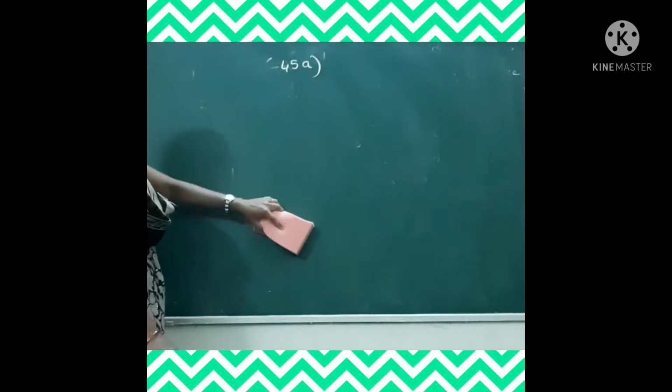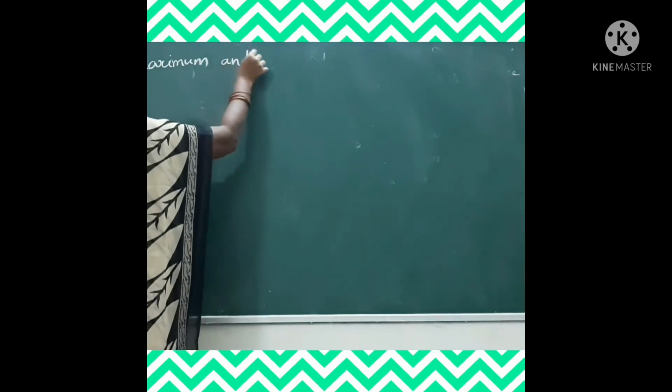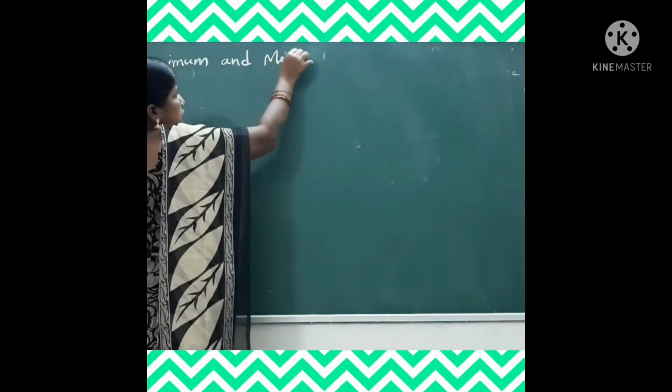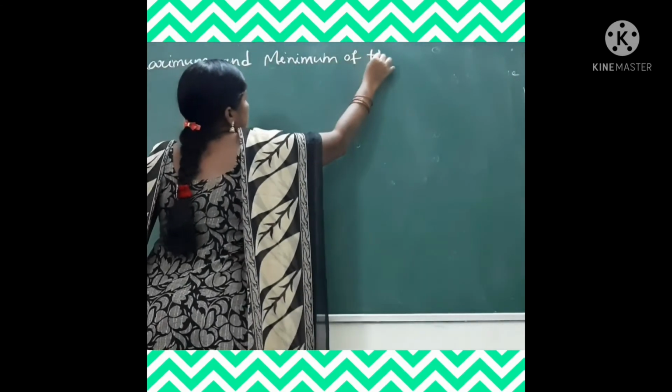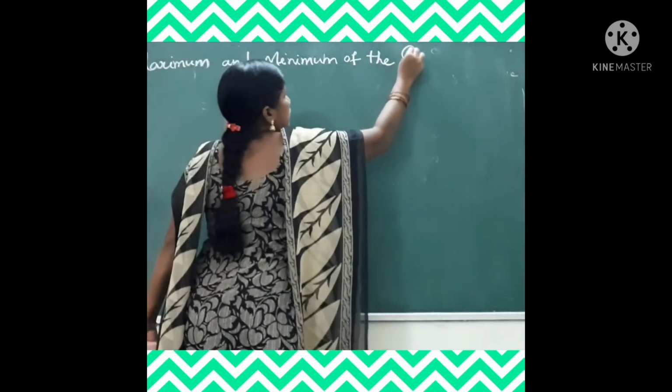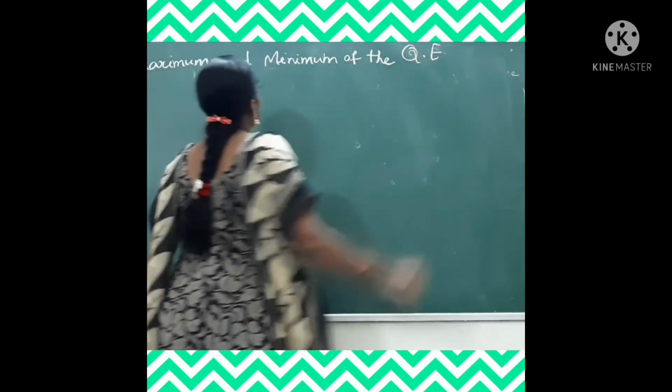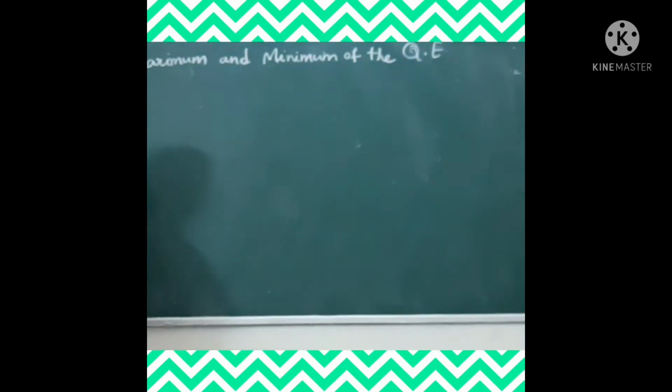Maximum and minimum of the quadratic equations. What is maximum and minimum values? Maximum means high value and minimum means low value.